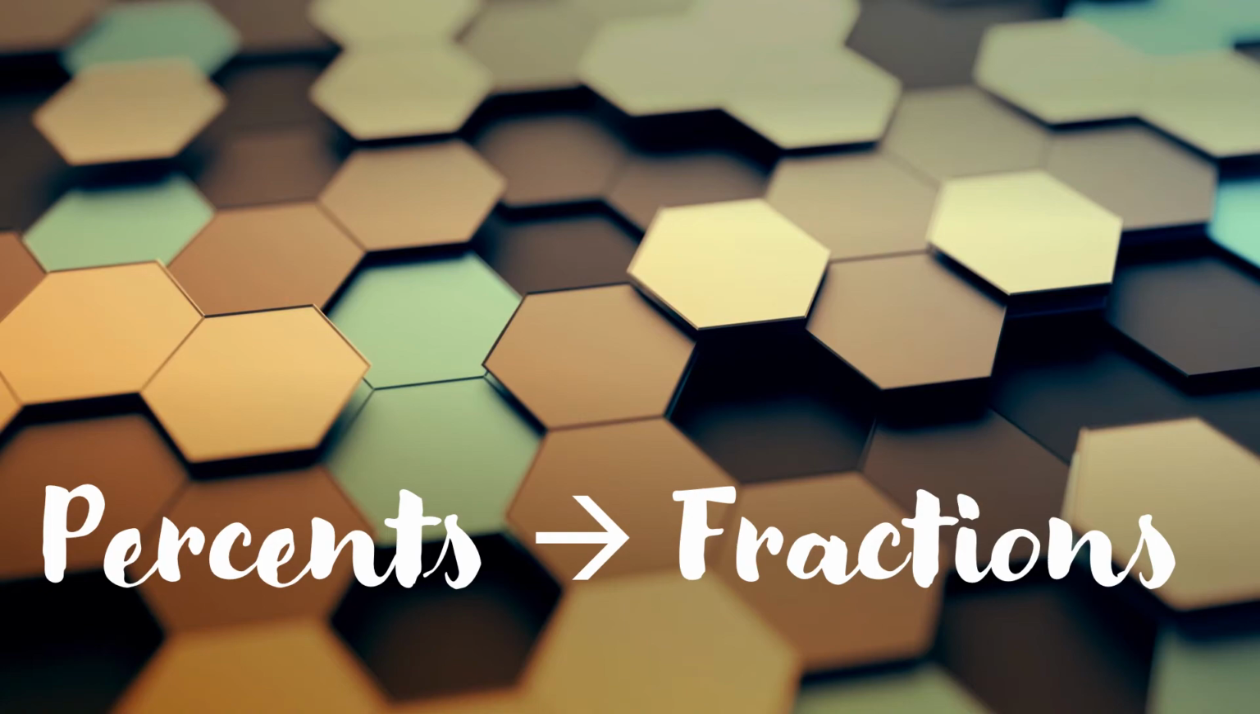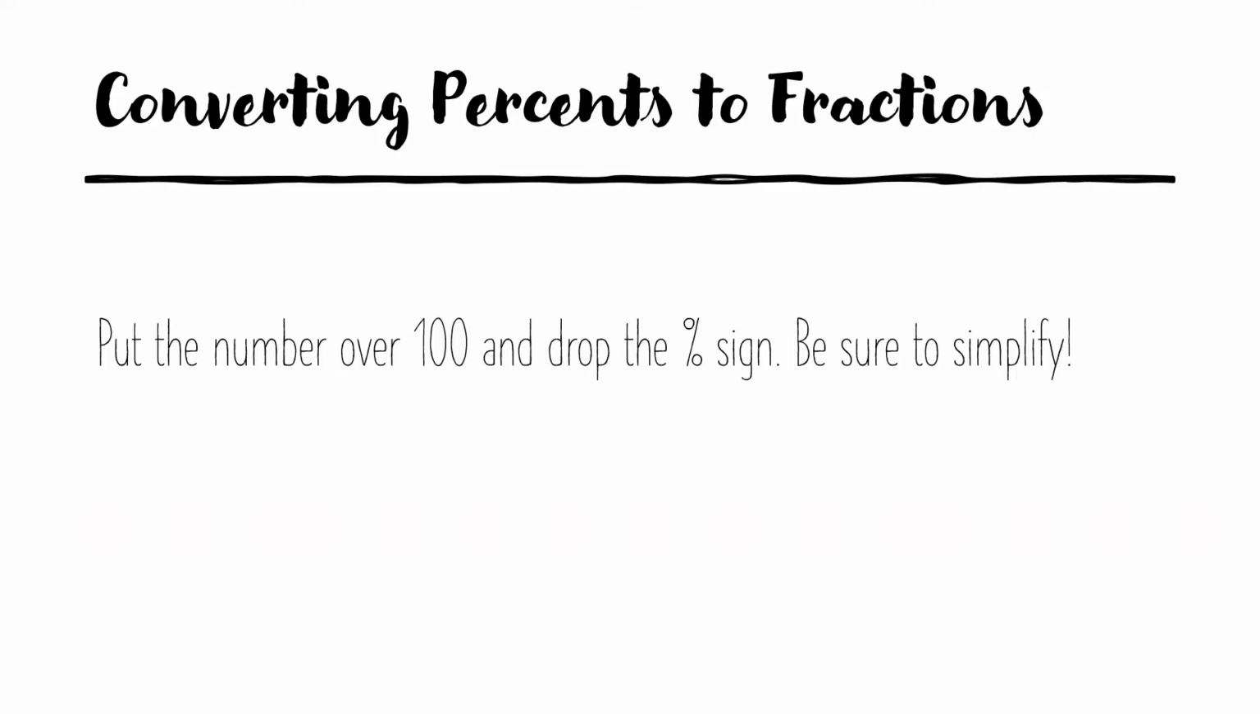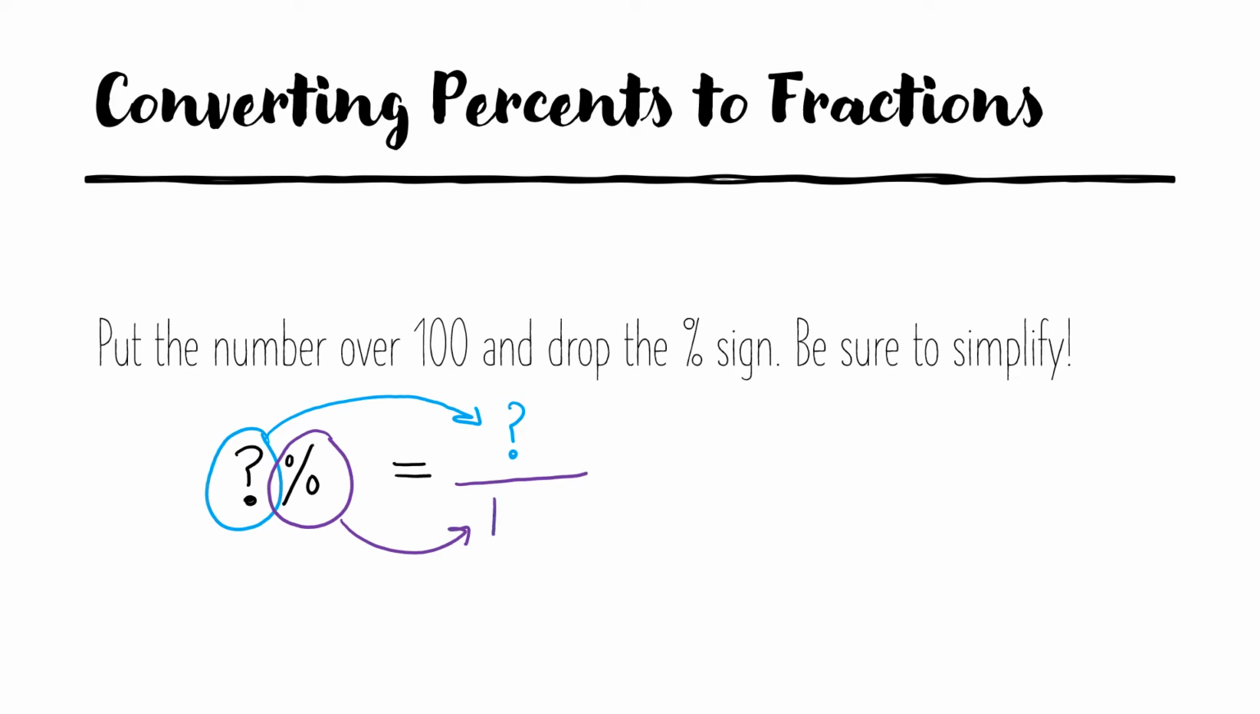Converting percents to fractions. To convert a percent to a fraction, you put the number over 100 and drop the percentage sign. Then you want to make sure that you simplify the resulting fraction. So if we have some number percent and we want to convert that to a fraction, we take our number and put it over 100, because a percent tells us per 100.